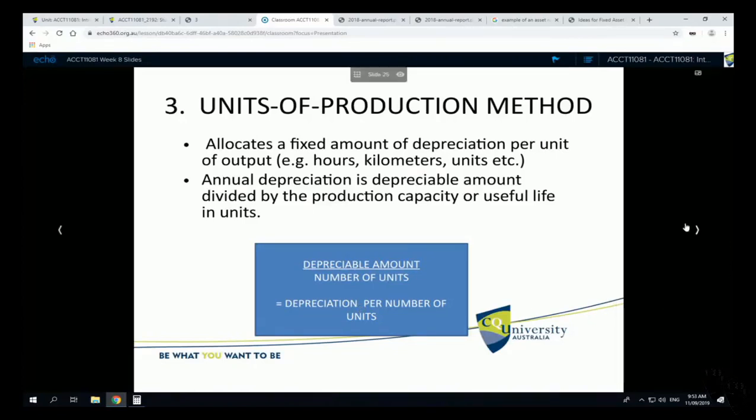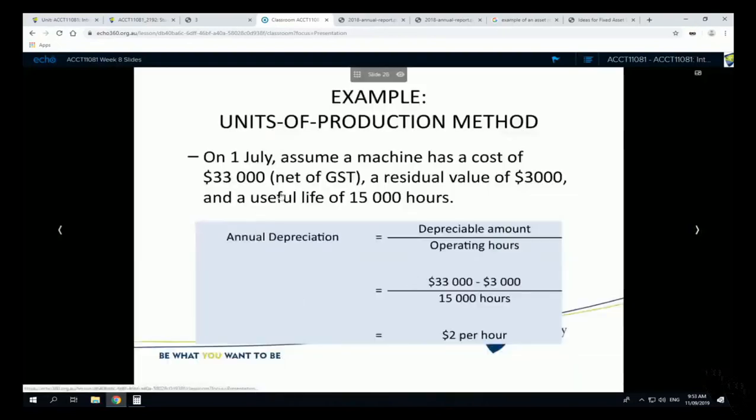and then that's the amount you can put in your journal entry. So, for example, we're going to assume that our machine of 33,000 net of GST and the residual value of 3,000 has a useful life of 15,000 hours. So our depreciable amount is still our cost minus residual. So it's our exclusive of GST cost of 33,000 minus the residual value of 3,000.